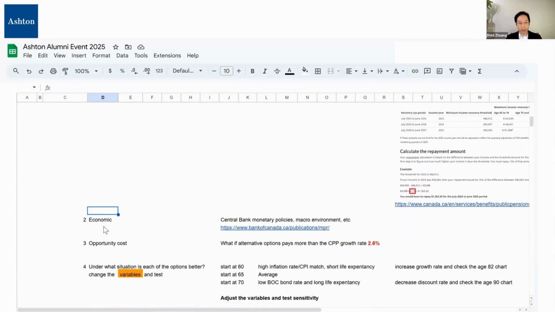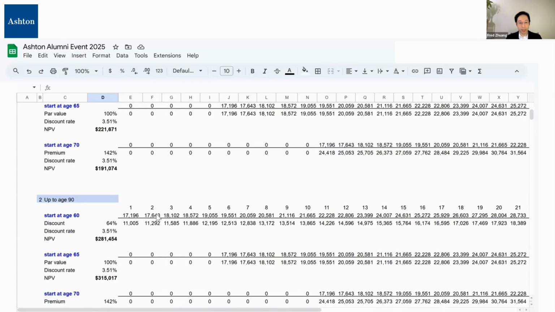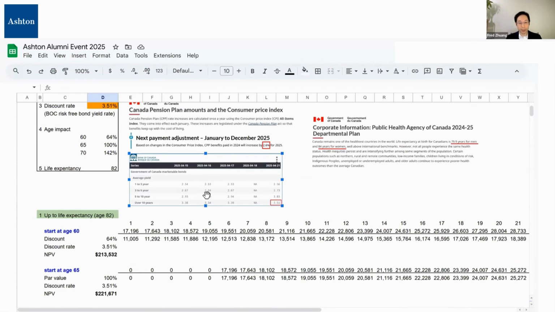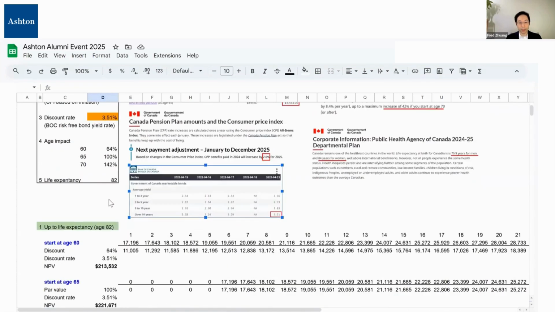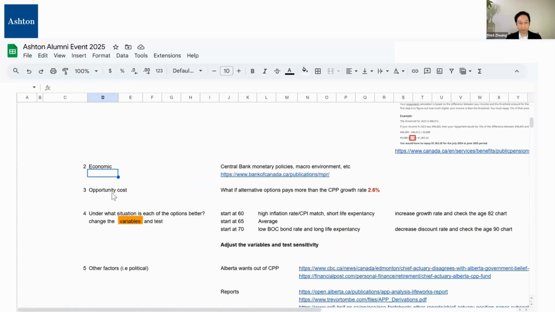Economic conditions. So again, we make the assumption from the Bank of Canada that the bond rate is 3.5%. This changes every quarter. Every time the central banks make a decision, they either increase or decrease the rate, and that could change the analysis.